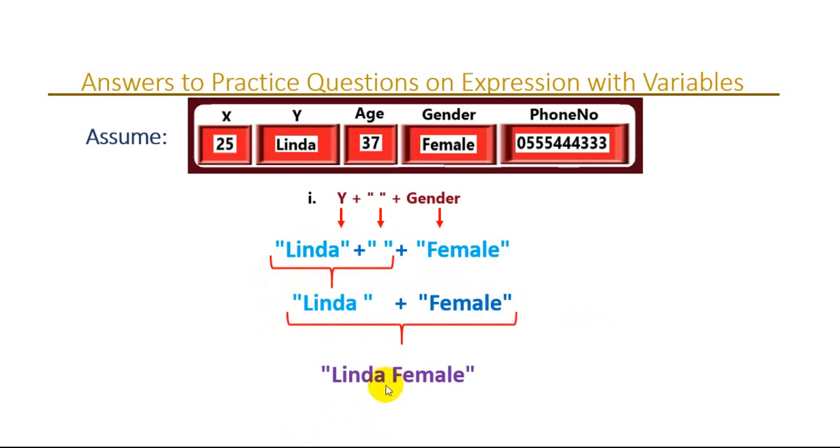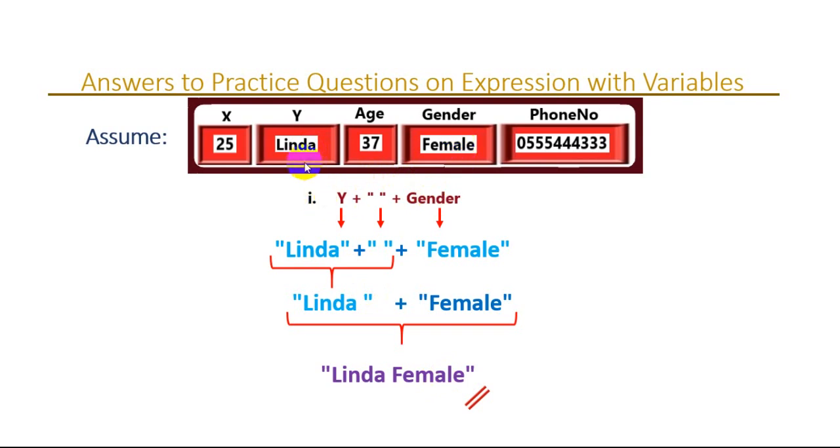Say there is a space here. This space is actually coming from this one. So after A there is one space here, then the letter F and the rest of the letters. So it evaluates that. Remember, this expression y plus 1 space within double quotes plus gender evaluates to Linda space female, assuming y contains Linda and gender contains female.